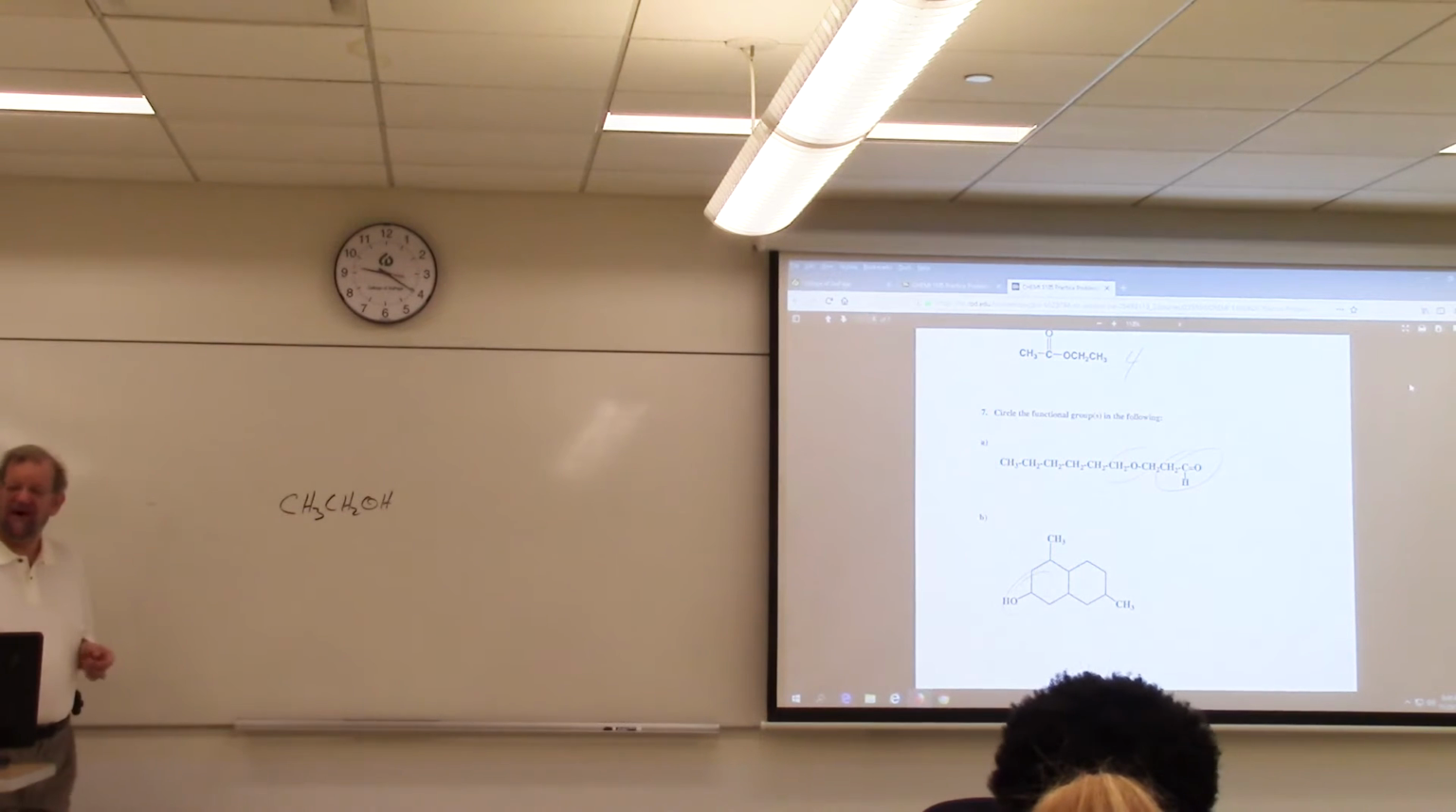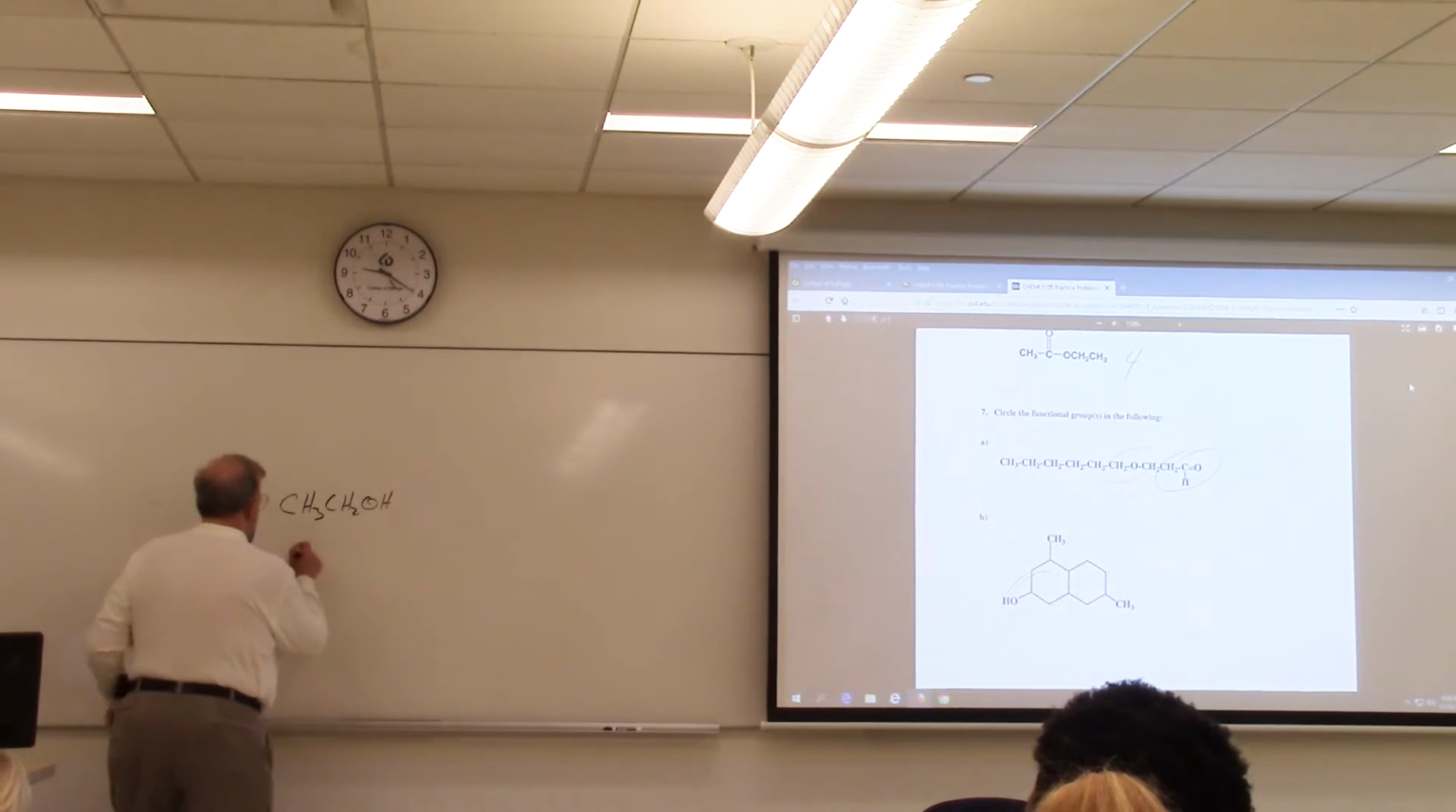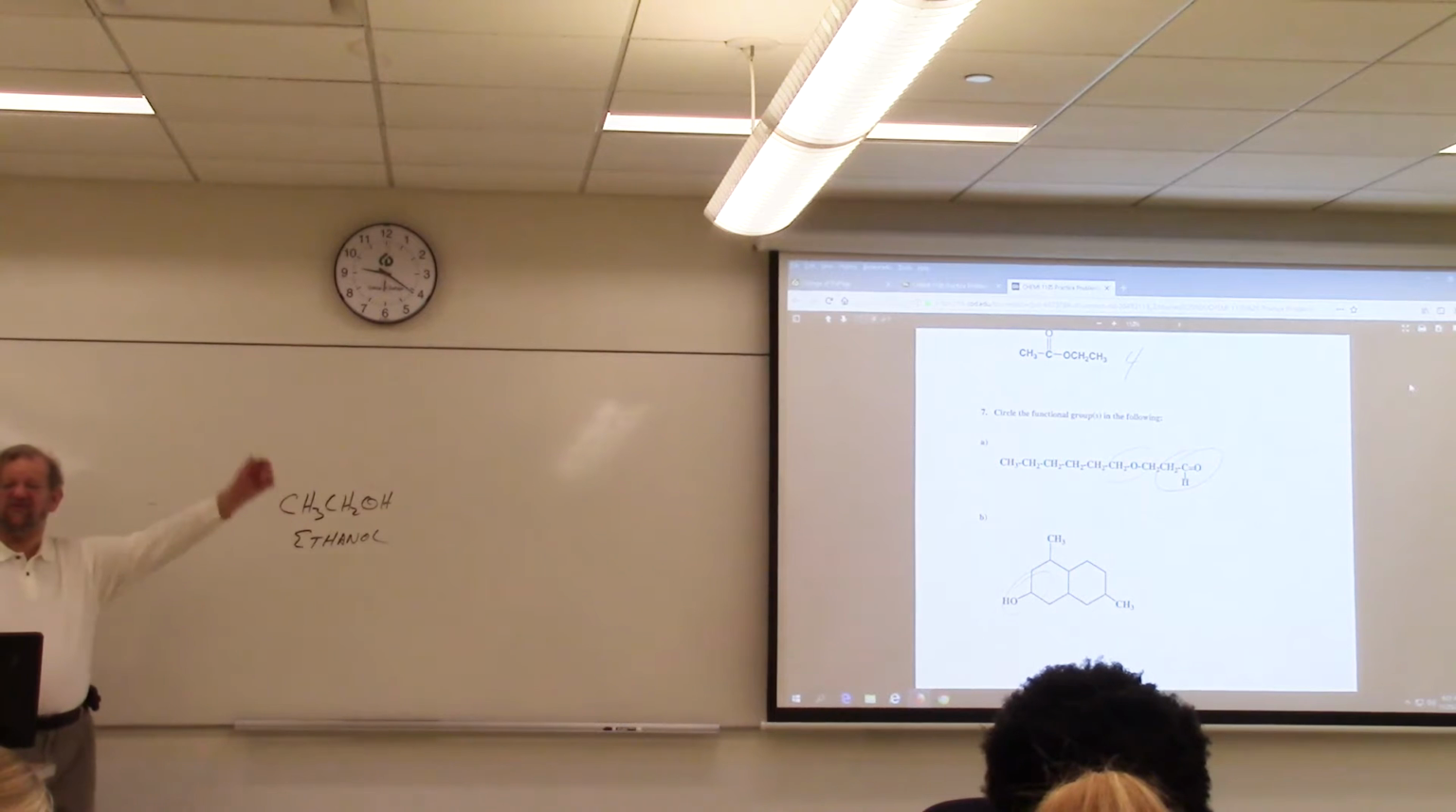Small little molecule. It's got a functional group. How can you tell? The oxygen with the hydrogen. This is called, this won't be on the test, but I thought I'd teach you some stuff.